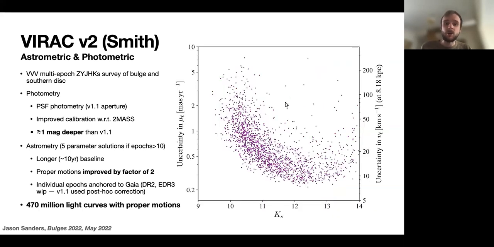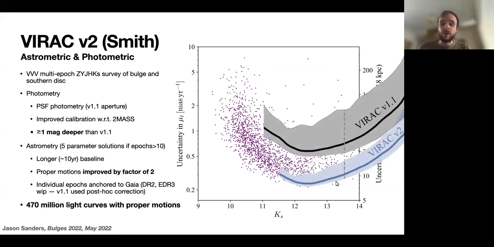And so compared to the previous iteration, we're now getting down to typical uncertainties for a star at the galactic center, a typical red clump giant at the galactic center. We're getting down to uncertainties of less than 10 kilometers a second in the proper motions. And so this is a great data set for measuring or understanding very cold populations. So this is the data set I'm working with, about 500 million light curves with proper motions.